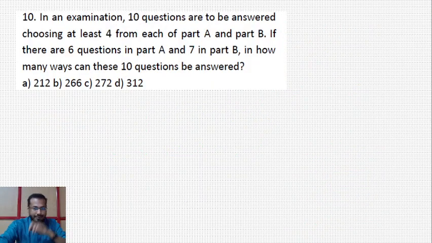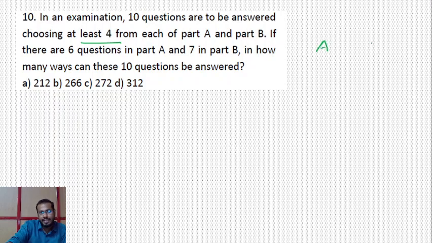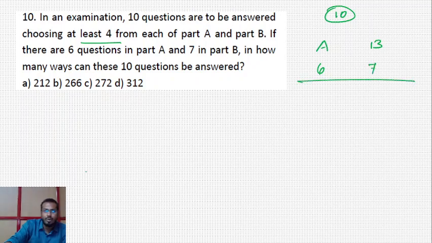Right, next question. In an examination, 10 questions are to be answered, choosing at least 4 from each part A and B. So there are 2 parts A and B. Okay, totally we need to answer 10 questions. Part A has 6 questions and part B has 7 questions. This is what is given. Okay, how many ways can these 10 questions be answered?